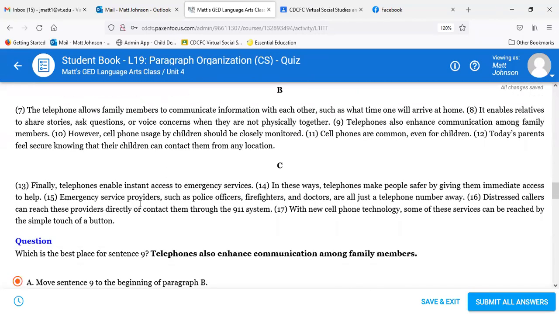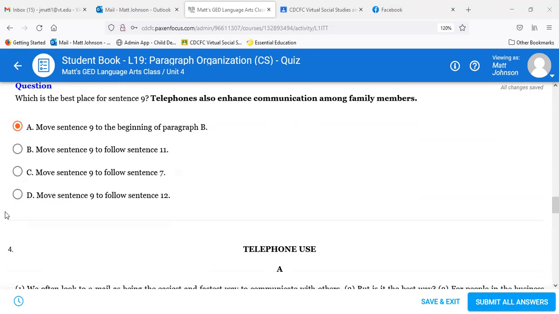So now we have: telephones also enhance communication among family members. The telephone allows family members to communicate information with each other, such as what time one will arrive at home. It enables relatives to share stories, ask questions, right? So that is much better at the beginning of the paragraph than awkwardly placed somewhere in the middle. So yeah, great job. So 3 is A.